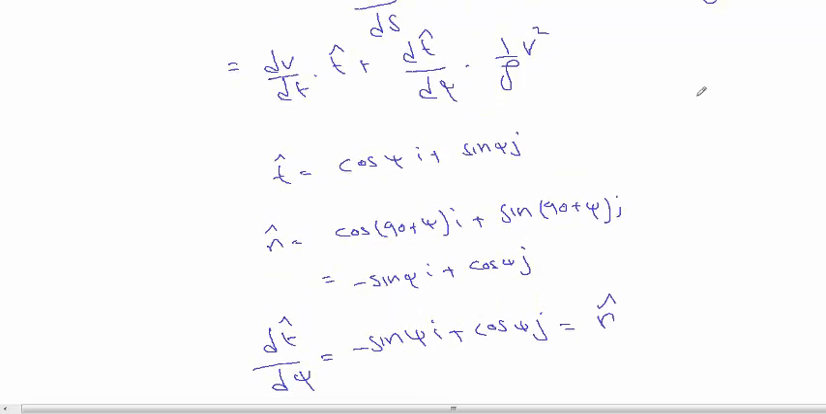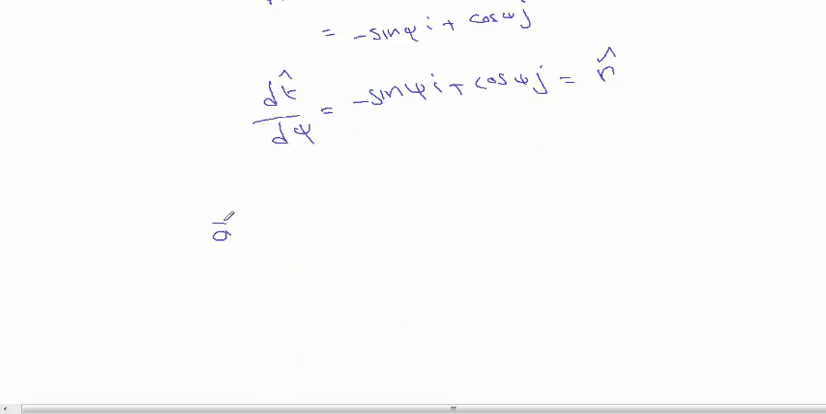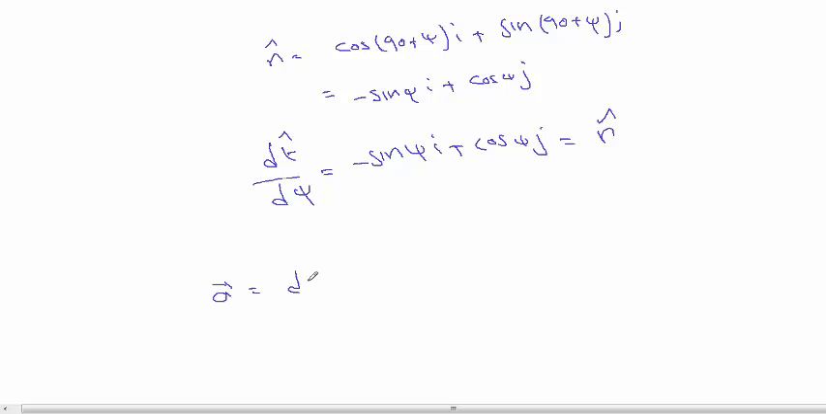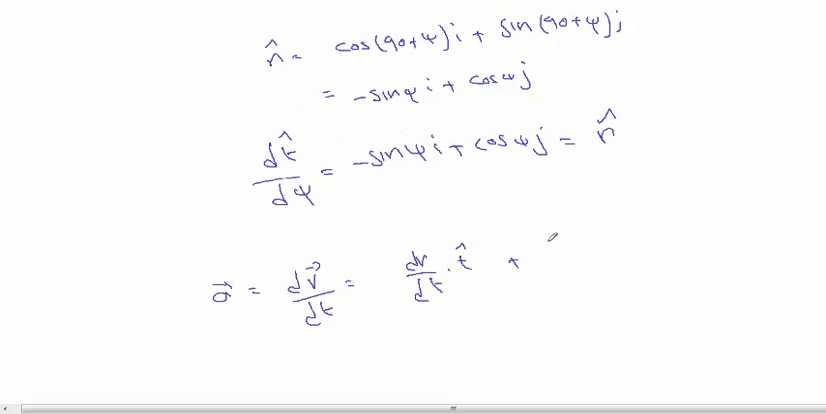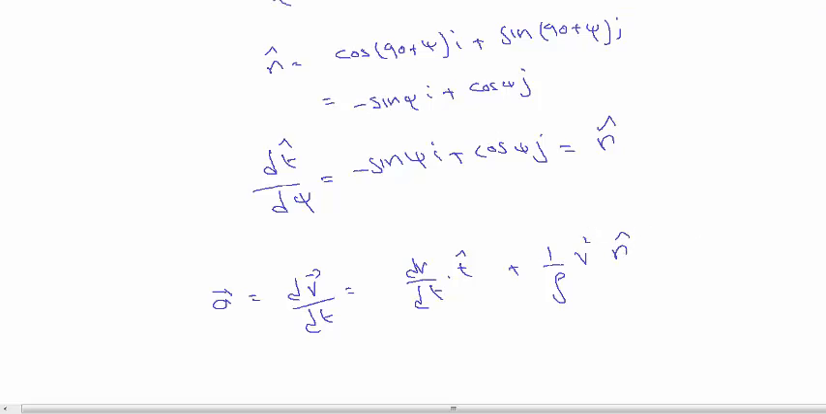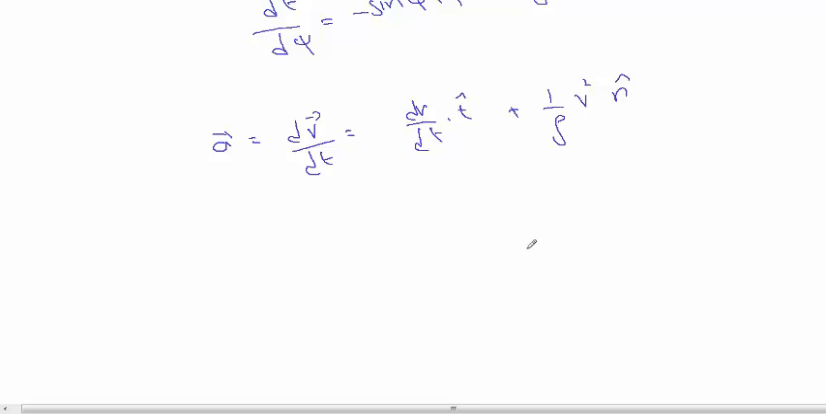So this expression can be written as dv by dt is equal to dv by dt unit vector t plus 1 over rho v square and unit vector n, which means the tangential component of acceleration is dv by dt and the normal component of acceleration is 1 over rho v square. So these are the tangential and normal components of acceleration. Thank you very much.